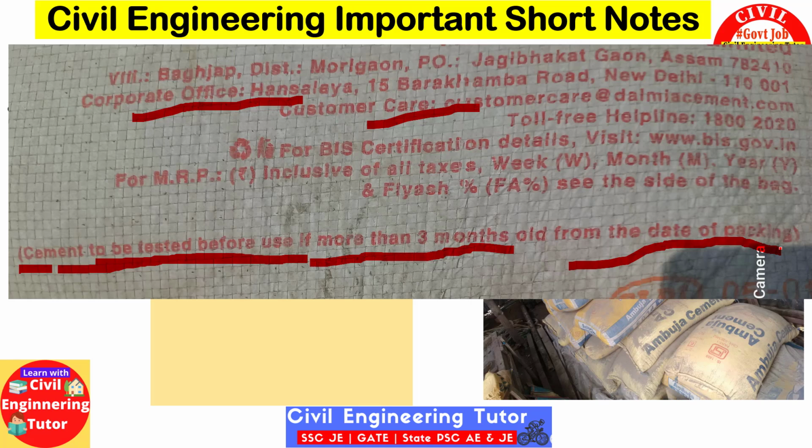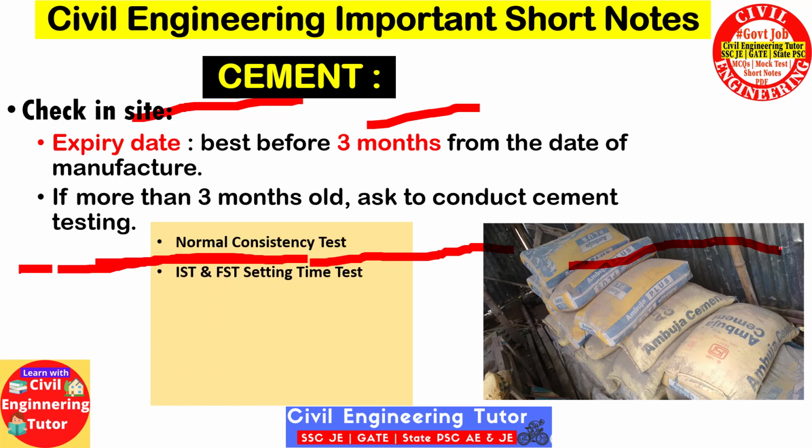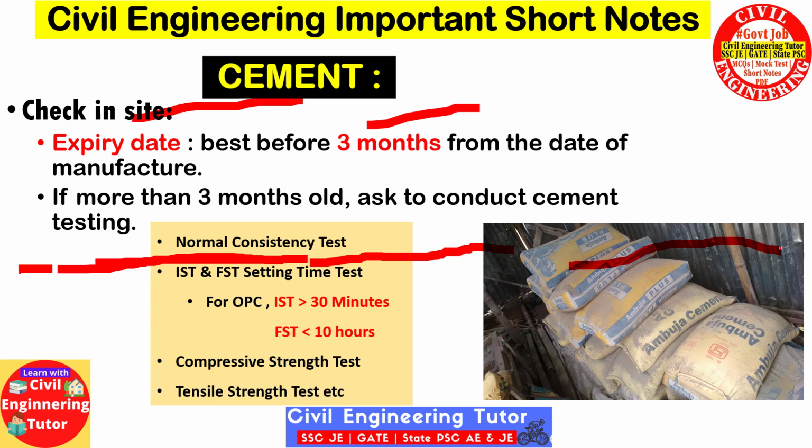Now what are the different tests to be conducted for the quality assurance of cement? Number one is the normal consistency test, then the initial and final setting time test. So we know that for OPC, the initial setting time should be greater than 30 minutes and the final setting time should be less than 10 hours. Other tests that need to be conducted are the compressive strength test as well as the tensile strength test.